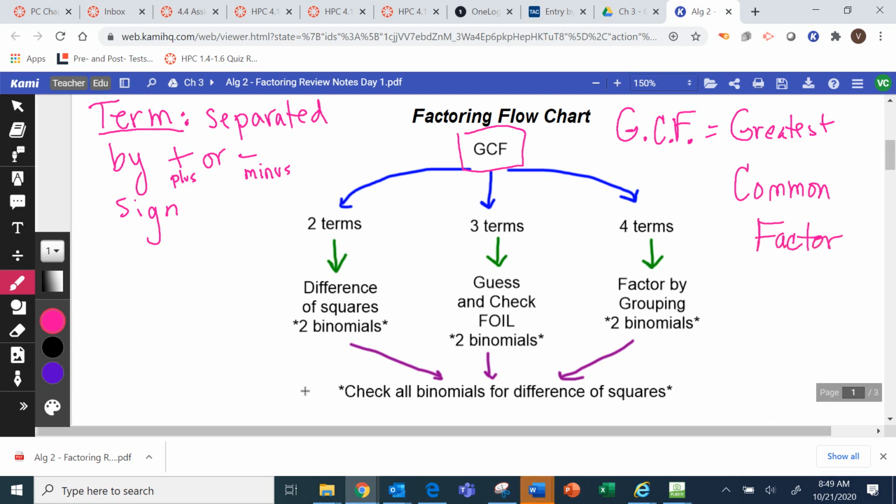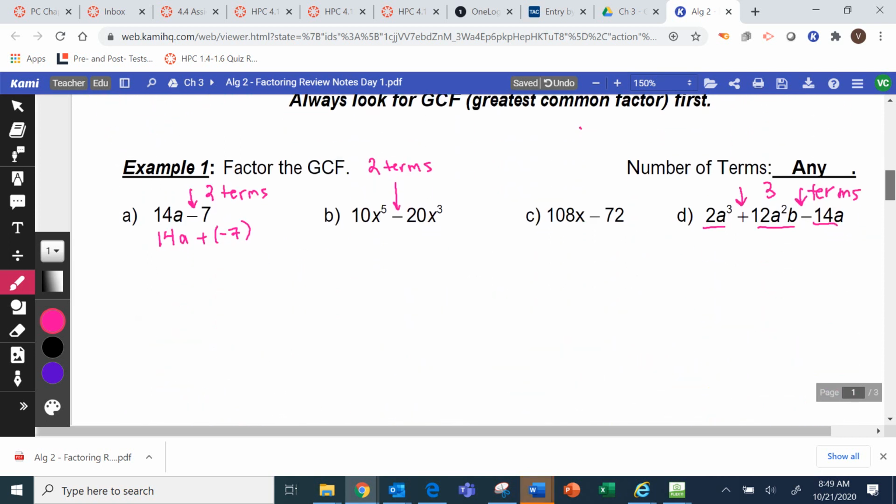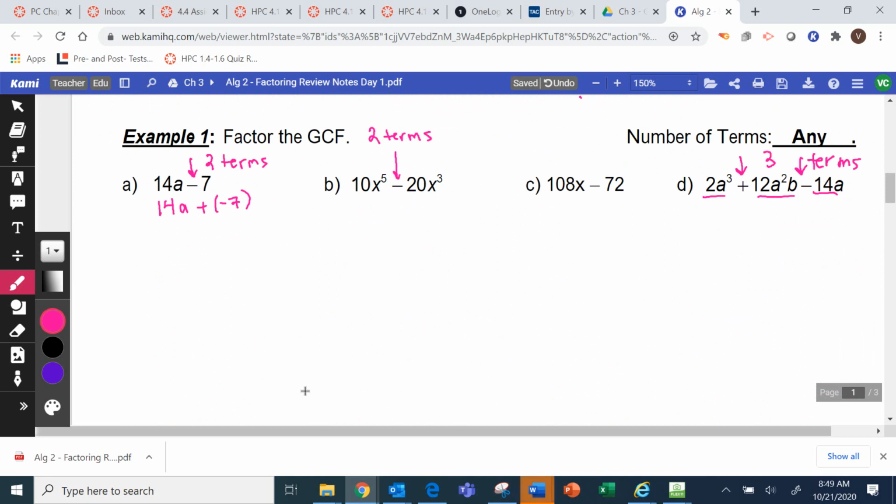The greatest common factor. And again, factors would be anything that you could divide into it, anything that we would break it down to be. So when we look for the greatest common factor, we look for the biggest thing that is in common. So that's where we're going to start today. We're going to factor the GCF from each of these examples. I'm going to start out with question A. I'm going to look at each term: 14a and minus 7. I'm going to say what number divides into 14a and divides into minus 7 evenly.